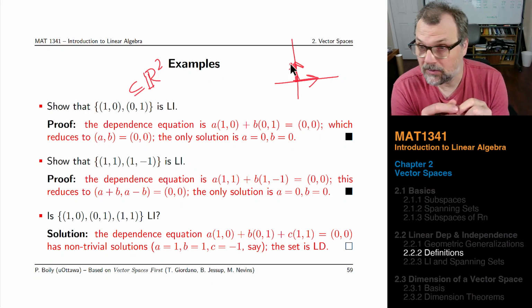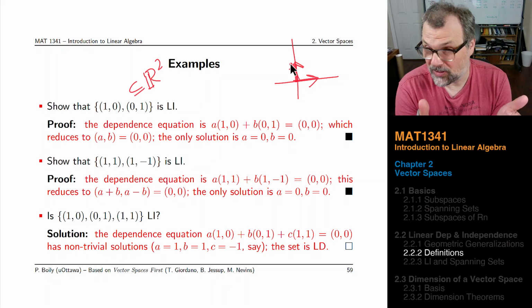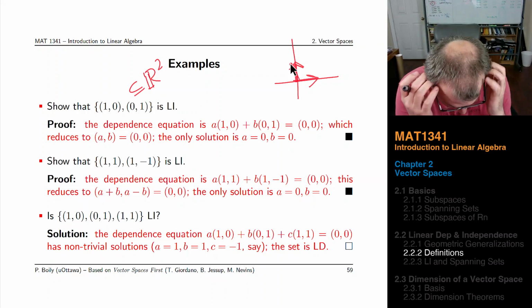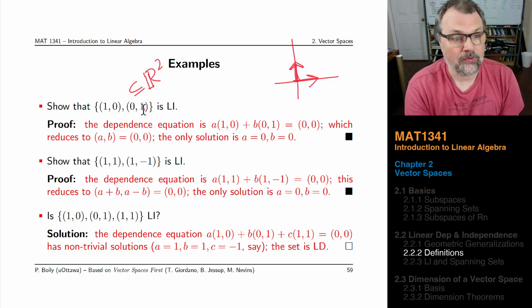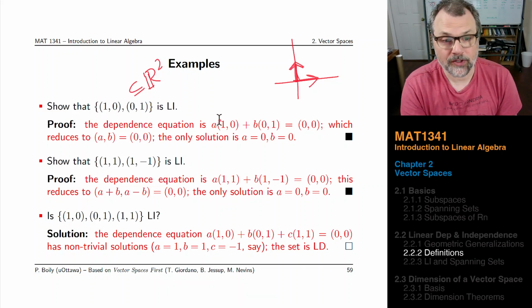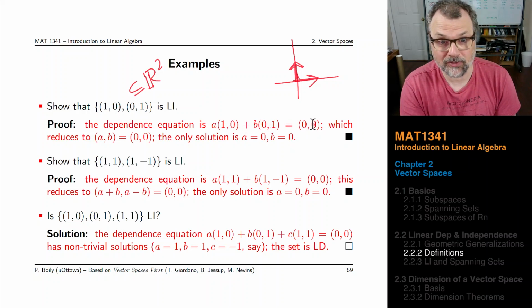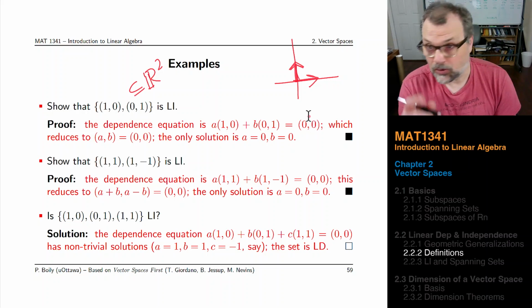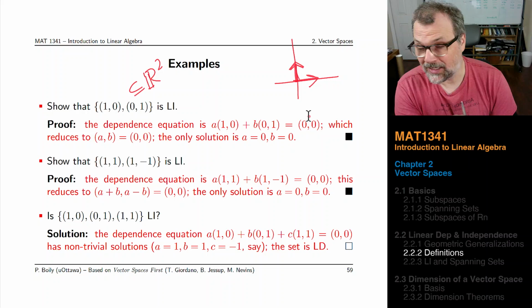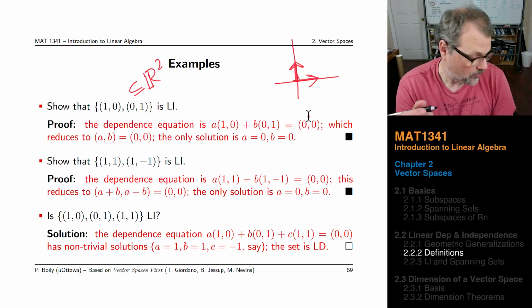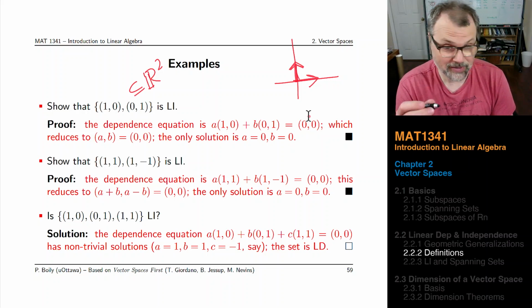But formally, what does it mean? It means that if you set up the dependence equation, so you have two vectors here, you'll need two coefficients in the dependence equation, a times the first vector plus b times the second vector, set that equal to the 0 vector, there should only be one solution. If there's only one solution, it's linearly independent. If there's more than one solution, then it's linearly dependent.